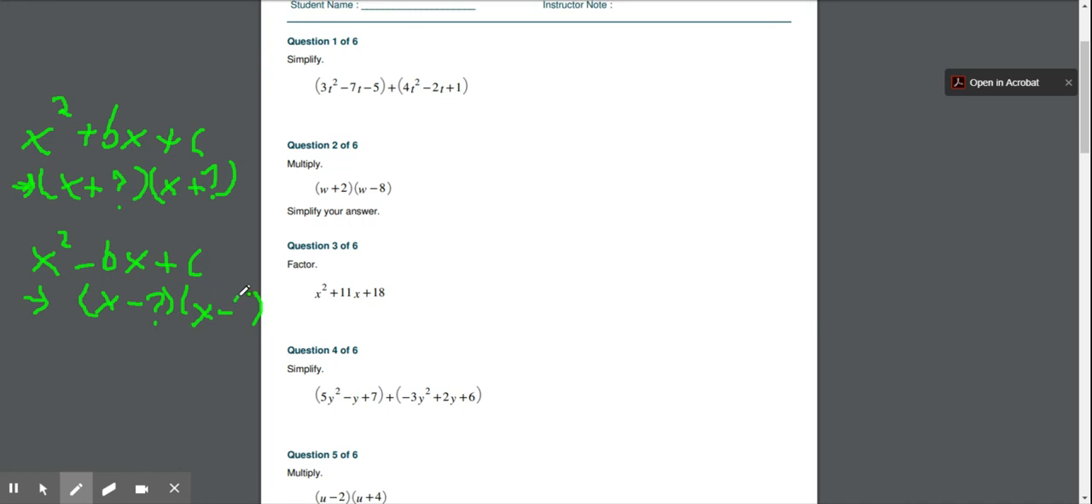And then you can have x squared plus the x term, and then minus the constant. That one factors as the positive number is larger times x minus the smaller.